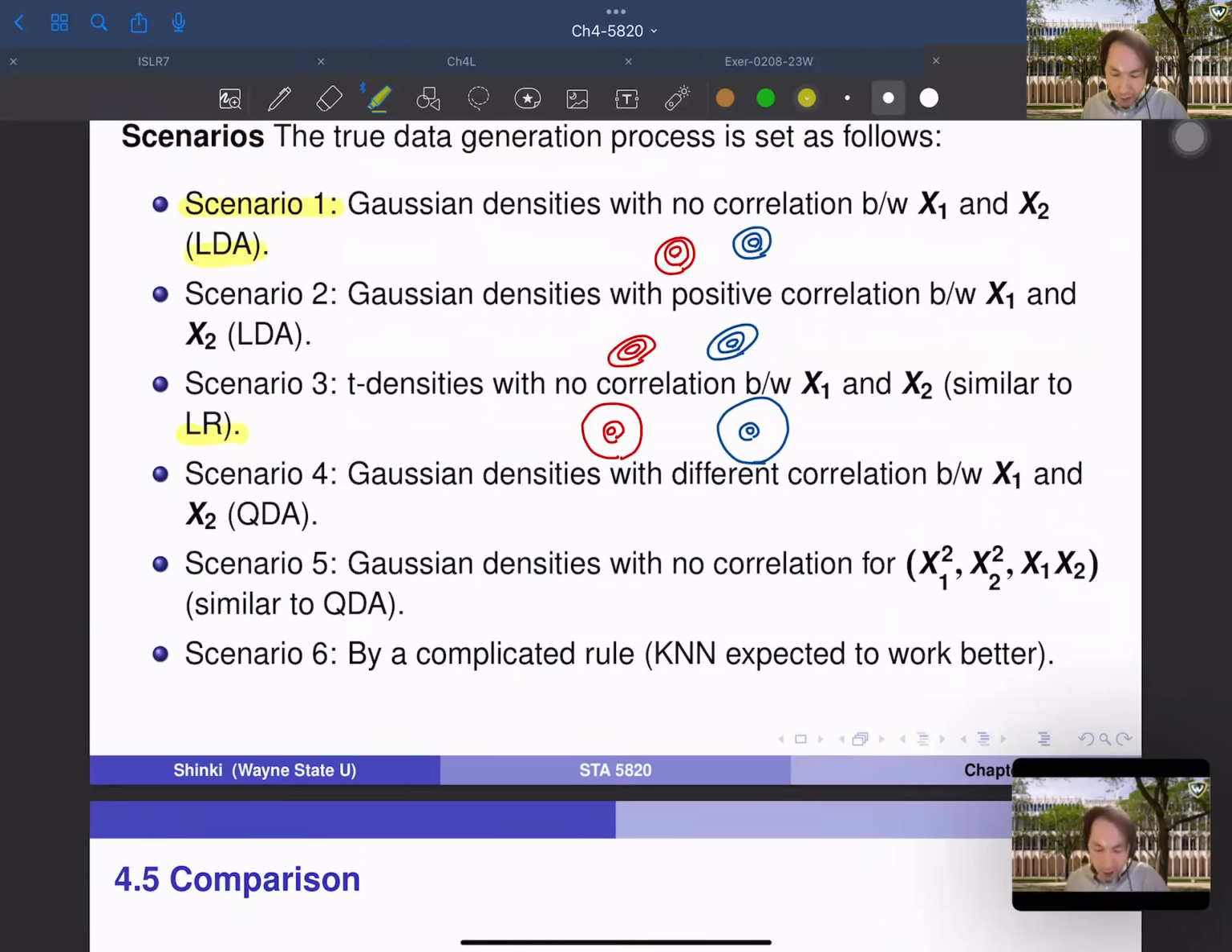And scenario 4, Gaussian density with different correlation between x1 and x2 for the groups. So one group is like this, and the other group is like this.